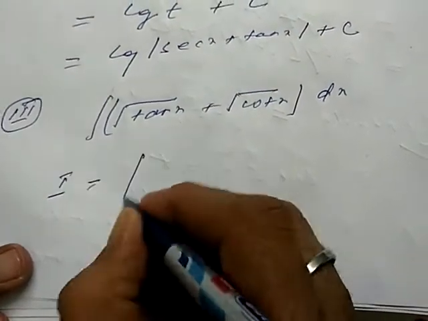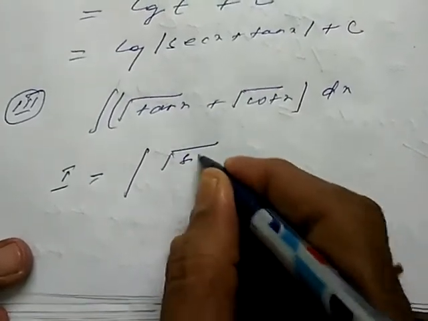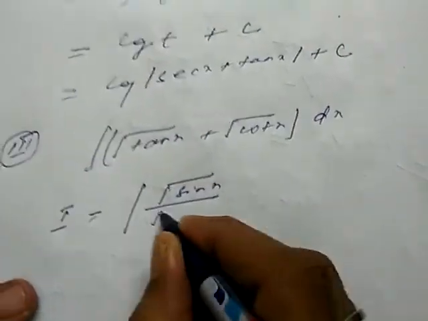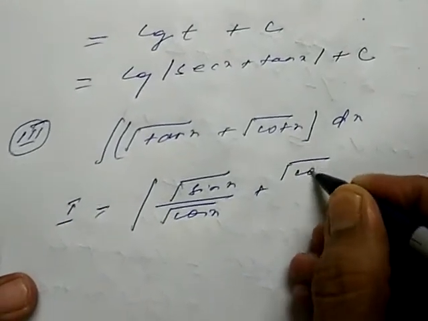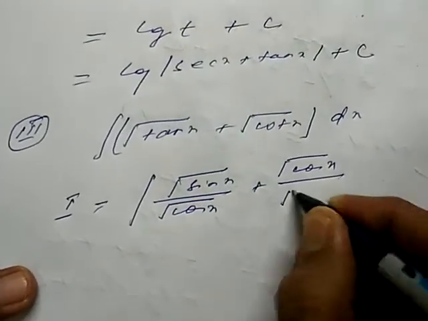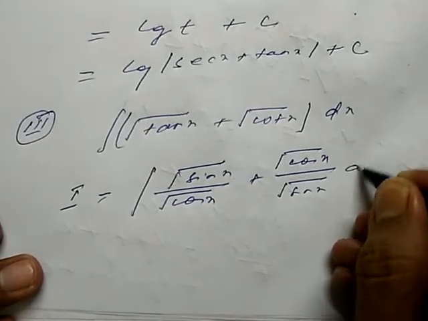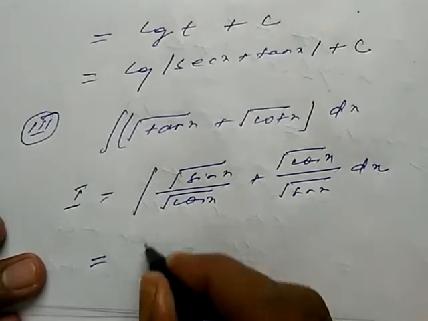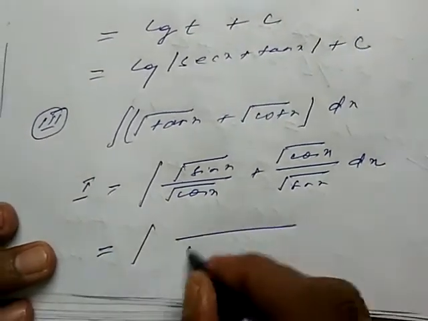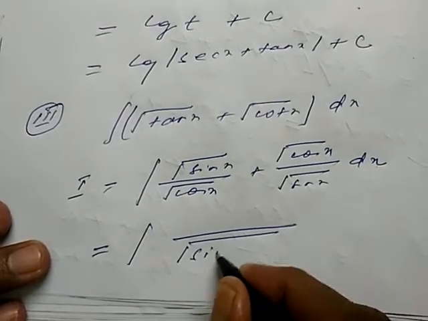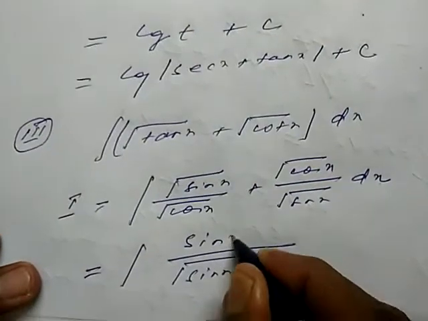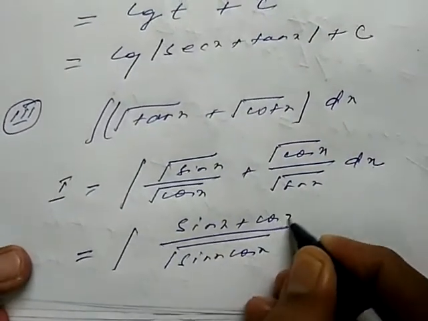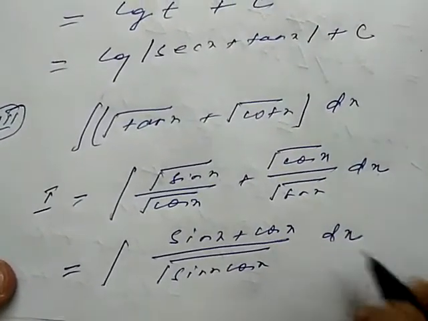First of all, we should write like this. This is root sin x upon root cos x. But every time our motto is the same, as earlier I have mentioned. We have to moderate the integral in such a fashion so that we can make it in a standard form, and I am again and again doing so. This is root of sin x into cos x, and this is sin x plus cos x, and this is dx.